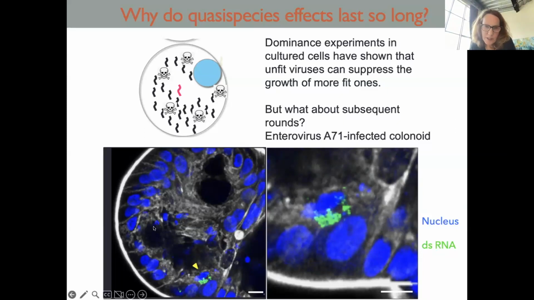This is an organoid, a colloid derived from human colon stem cells. This is the actin; it has an apical-out topology, and you can see the cortical actin layer here. If you infect with enterovirus A71, you can see some infected cells. The green is the double-stranded RNA from the virus. So you see this cell is infected.